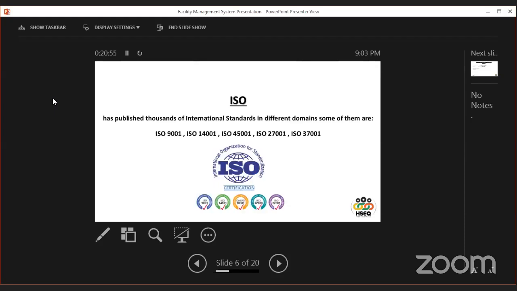When we talk about ISO, ISO has published so many international standards all over the world, and a few of the standards are ISO 9001, which is based on the requirements of quality management system, ISO 14001, which is based on the requirements of environment management system, ISO 45001, which is a recent standard based on the requirements of occupational health and safety management system, ISO 27001, information security management system, and ISO 37001, anti-bribery management system. These are some of them. And if you talk about the total number of standards, you can find the actual number on the website of ISO, and it exceeds 40,000 standards in different domains and on different topics.